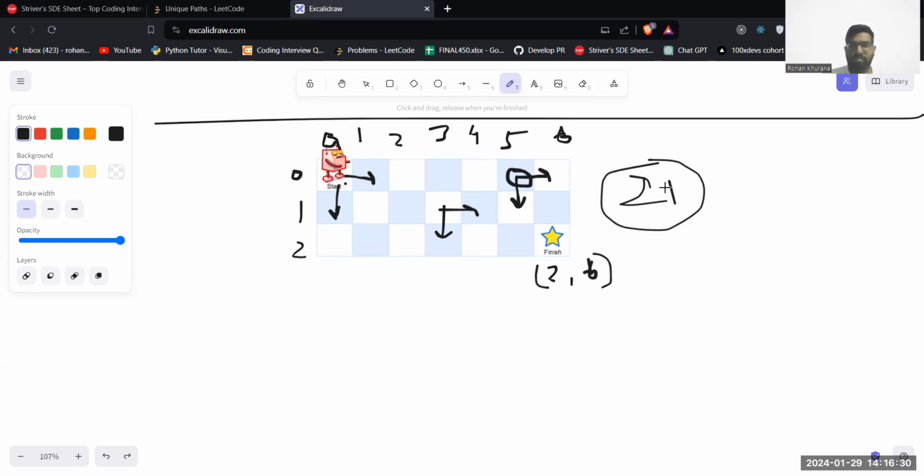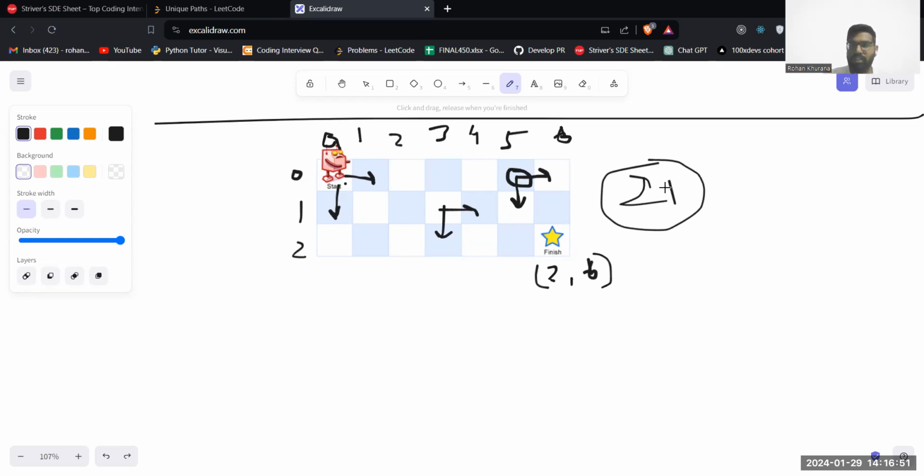Now, why recursion? Because we need to try out all possible ways. This is something that is important to understand. We try out all possible ways and then we calculate our answer, right? Great. Time complexity, space complexity, that is something we'll understand later on.